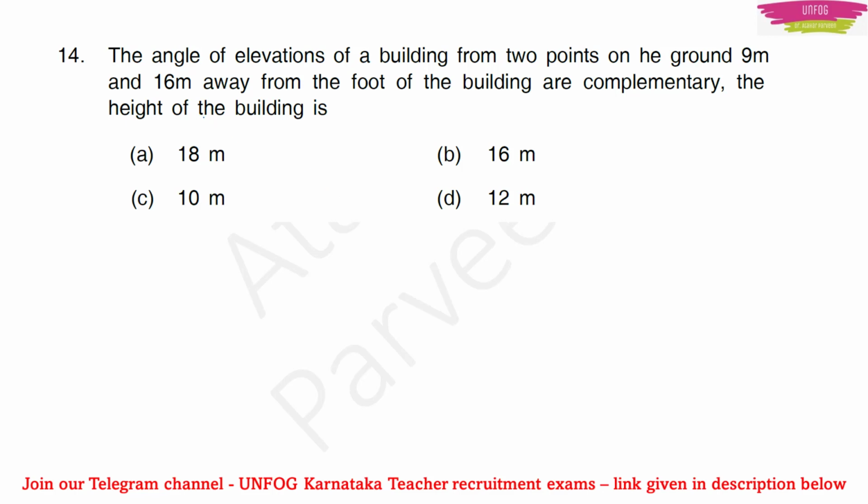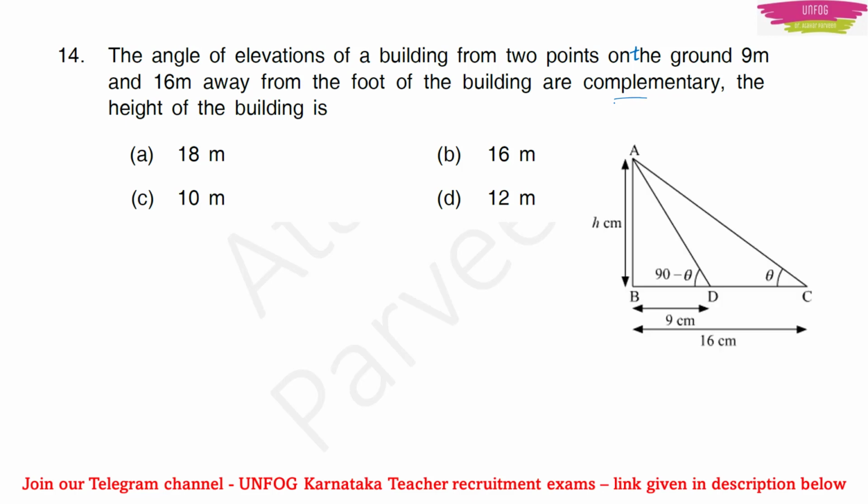Next question. The angle of elevations of a building from 2 points on the ground, it should actually be, the T is there here. So the angle of elevations of a building from 2 points on the ground 9 meter and 16 meter away from the foot of the building are complementary. Complementary means the sum of the angles will be 90 degree. I hope you remember from the previous class I think. Okay. So you have to find the height of the building.